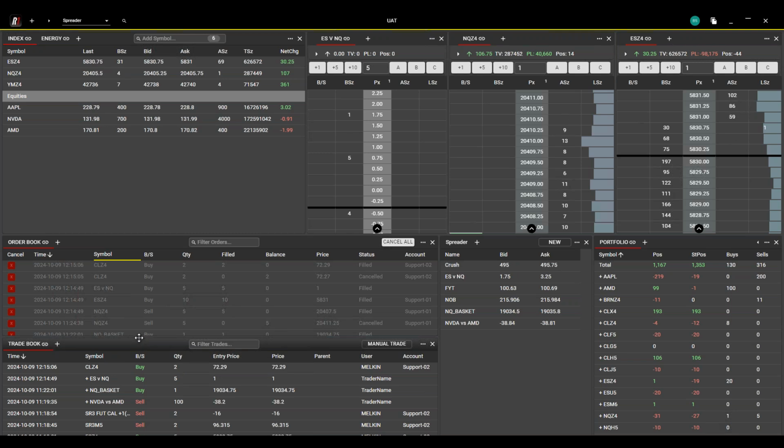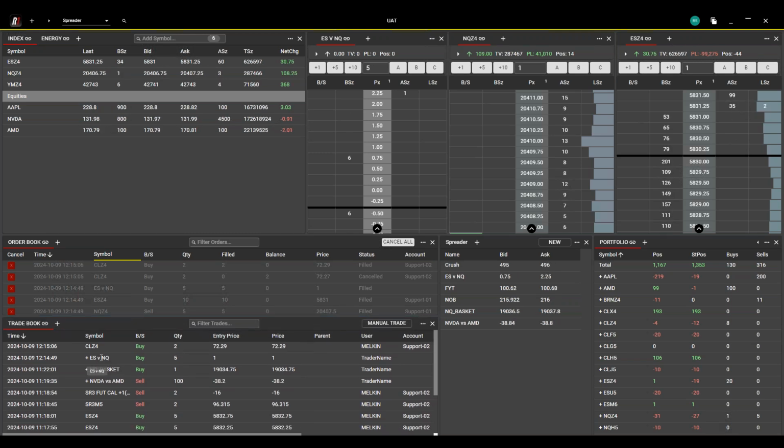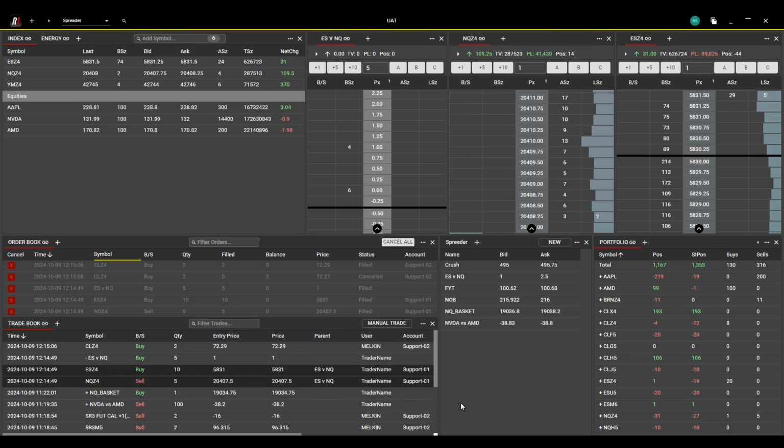In the trade book, you get a little more detail. So if I look in the trade book, this is my ES versus NQ spread. You'll see next to it, we've got this little expander. And what that will do is it'll show us the legs of the spread and the prices at which each leg was filled. So we can see that ES versus NQ, we traded 5 by 10.